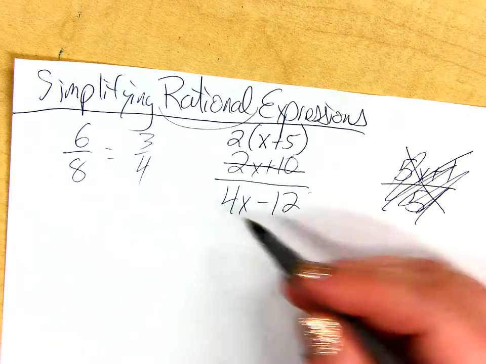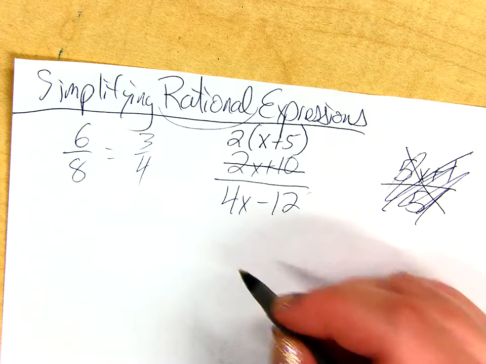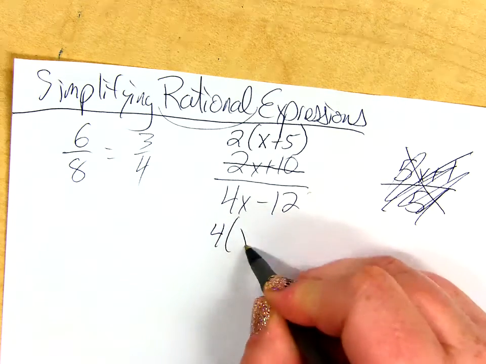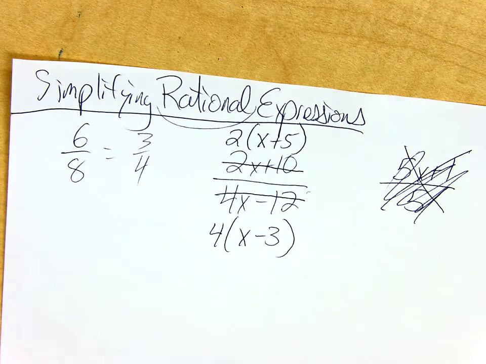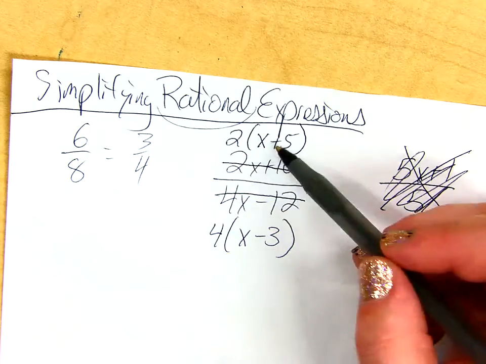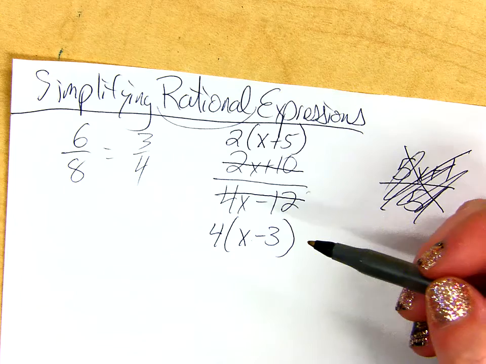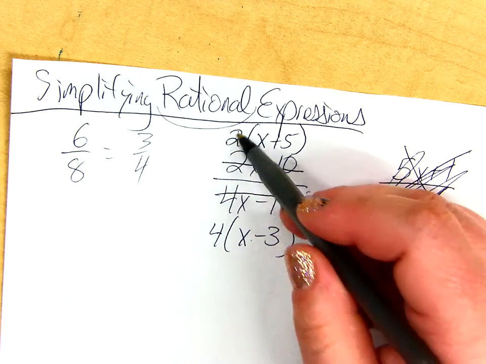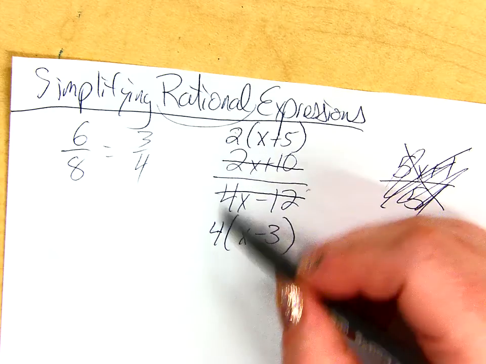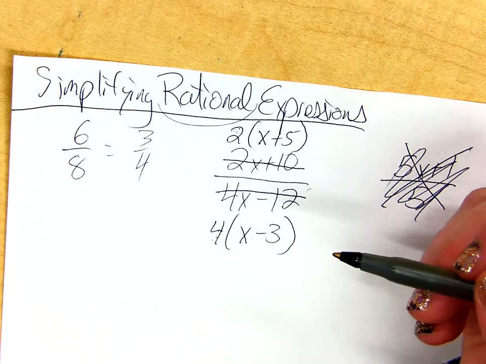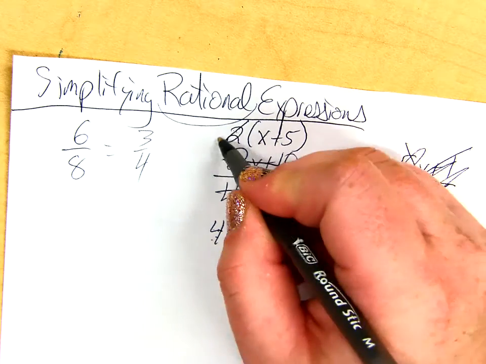On the bottom, can I take out a 4? Right? So let's take out a 4, and I'd be left with x minus 3. So now my fraction is really 2 times x plus 5 over 4 times x minus 3. So now what I'm allowed to do, since these numbers are loose, they're not tied into a binomial anymore, I can reduce the 2 and the 4 with each other now. So that just becomes 1/2, right?